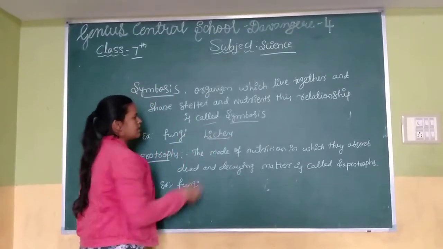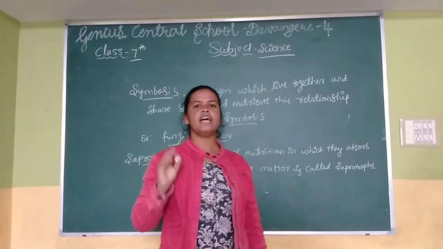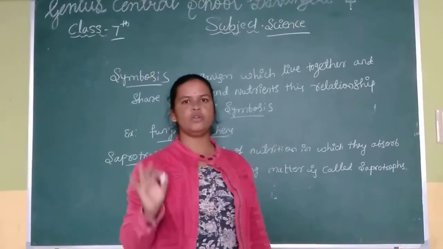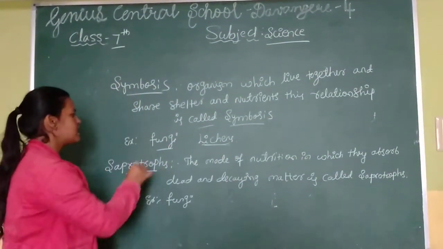This is about the lichens. Understand? Symbiosis means organisms which live together and share shelter and nutrients. This relationship we call symbiosis. Example, fungi.